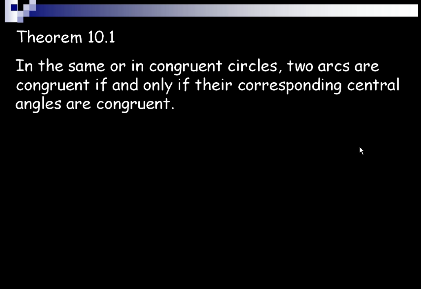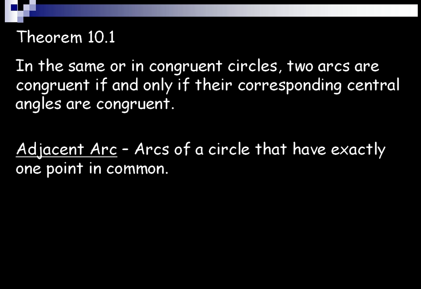Let's talk about a few theorems here. Theorem 10.1. In the same or congruent circles, two arcs are congruent if and only if their corresponding central angles are congruent. Adjacent arcs are arcs of a circle that have exactly one point in common, similar to adjacent angles.